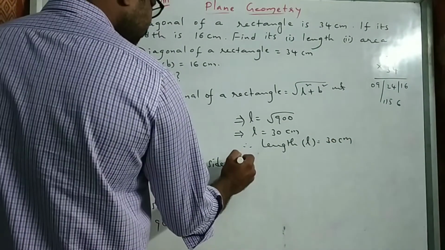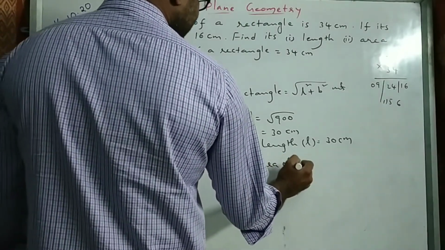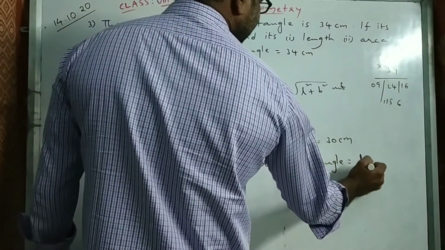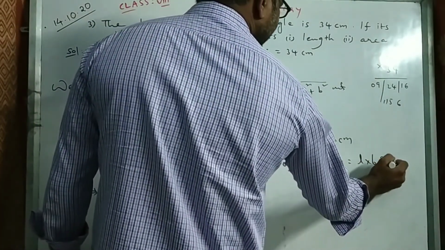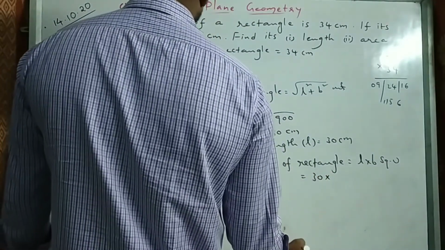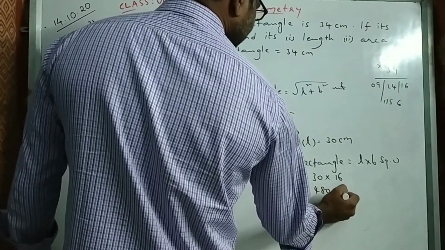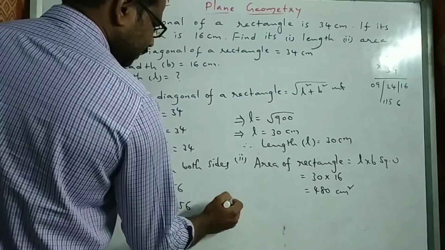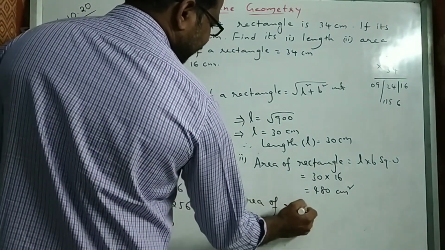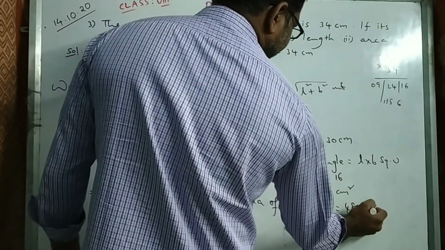One more, what should you find? Area. Second question. Area of rectangle. Area of rectangle equal to length into breadth, square units. So length 30 into breadth, already in the given problem 16. 3 6s are 18, 3 1s are 3, 480. Therefore area of rectangle is equal to 480 square centimeters.